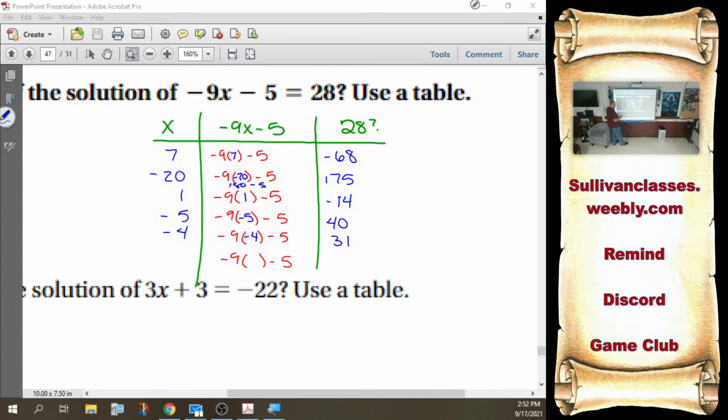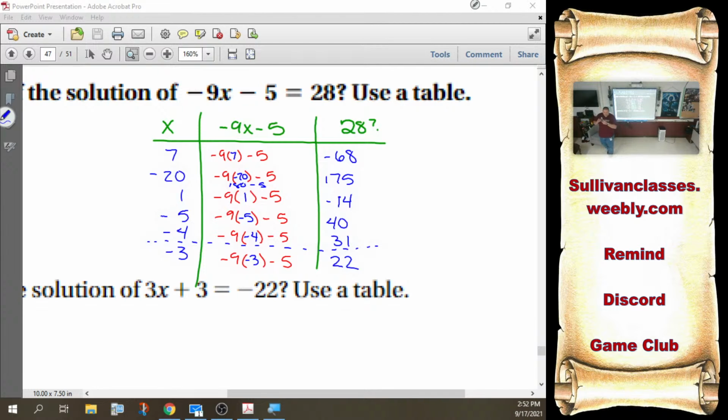Ooh, not quite. Try negative 3. Negative 9 by negative 3. 27 minus 5 is, wait a second. It was right in here, wasn't it? It was, no, it was between them. 28 is between 22 and 31.